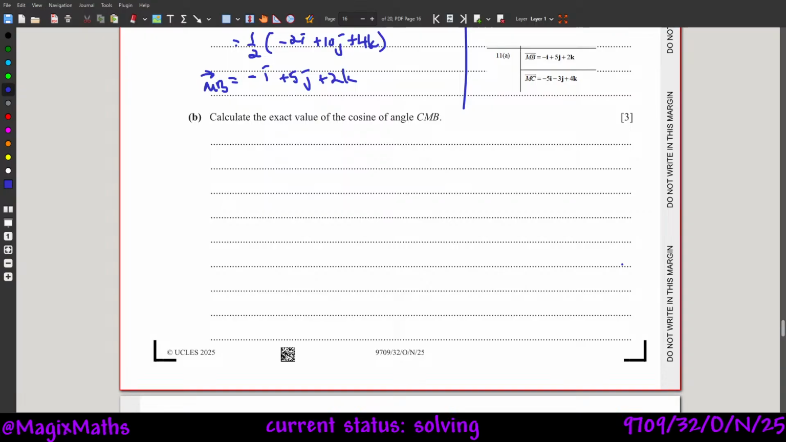So using the cosine angle, let me check my formula sheet.